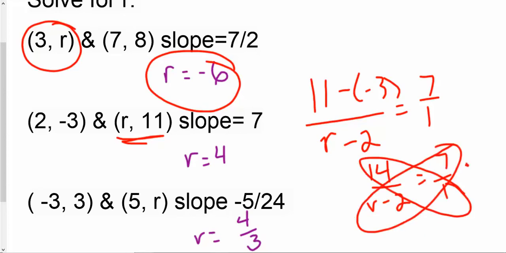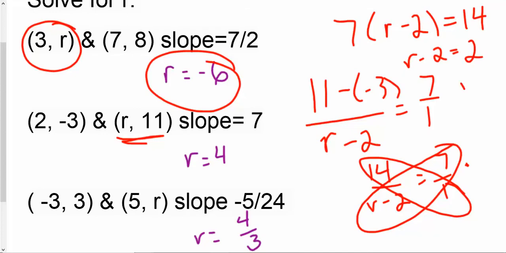All right, so this gives us 7 times r minus 2 equals 1 times 14, which is just 14. I again like to divide by 7 here and get r minus 2 equals 2, which then tells us r is 4. Again, if we check that out, 14 over 4 minus 2 would be 14 over 2, and 14 over 2 is 7. So we're good.